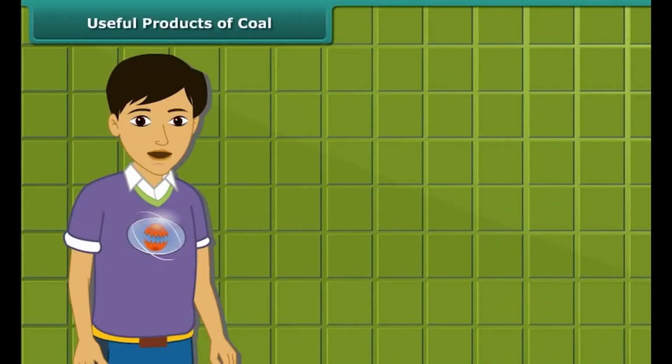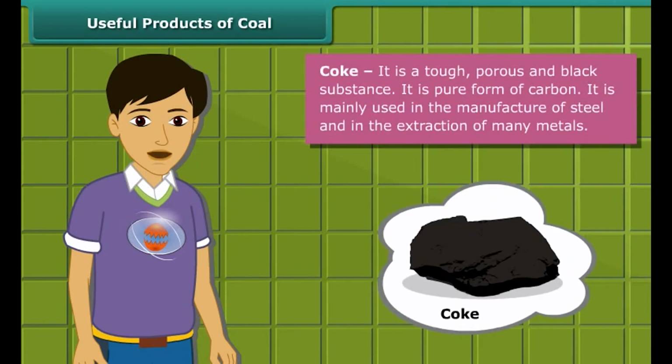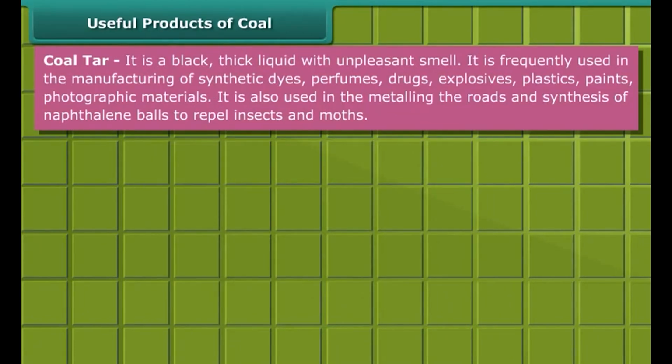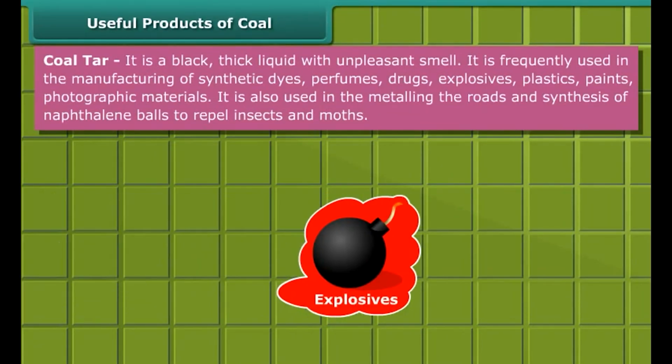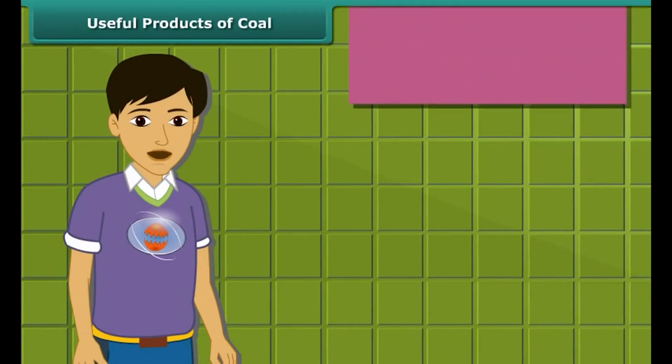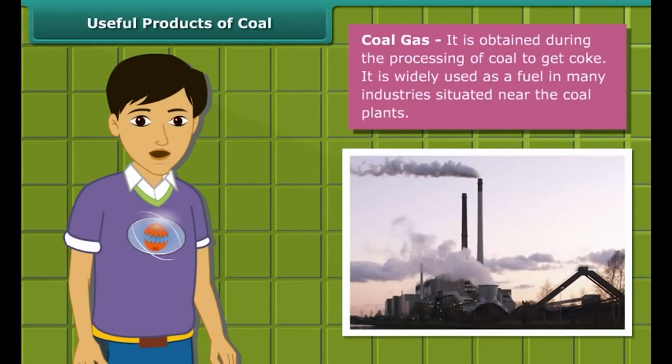At first, let us know about coke. Coke is a tough, porous, and black-colored substance. It is mainly used in the manufacturing of steel and extraction of many metals. Coal tar is a black, thick liquid with an unpleasant smell. It is frequently used for manufacturing synthetic dyes, perfumes, drugs, explosives, paints, plastics, and photographic materials. Coal gas is produced while obtaining coke from coal. In many industries located near coal plants, it is used as a fuel.